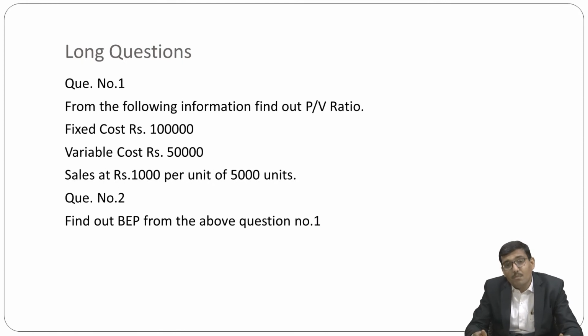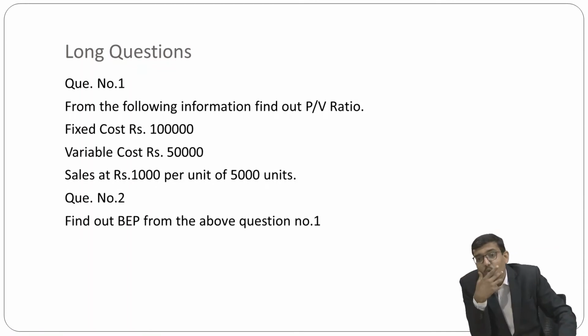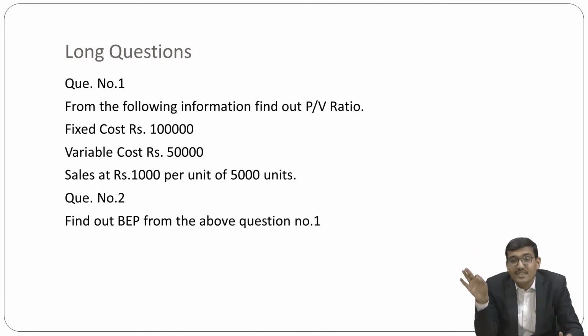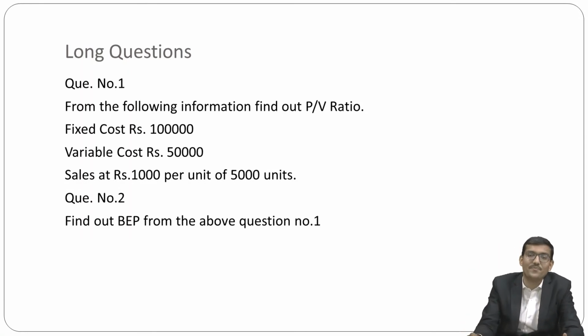Now question number 2: find out the break even point from the above question number 1. Now the question is, sir, how can we get the break even point? By using the PV ratio formula. The formula is nothing but, my dear friends, break even point is equal to fixed cost divided by PV ratio. So you can get the break even point.